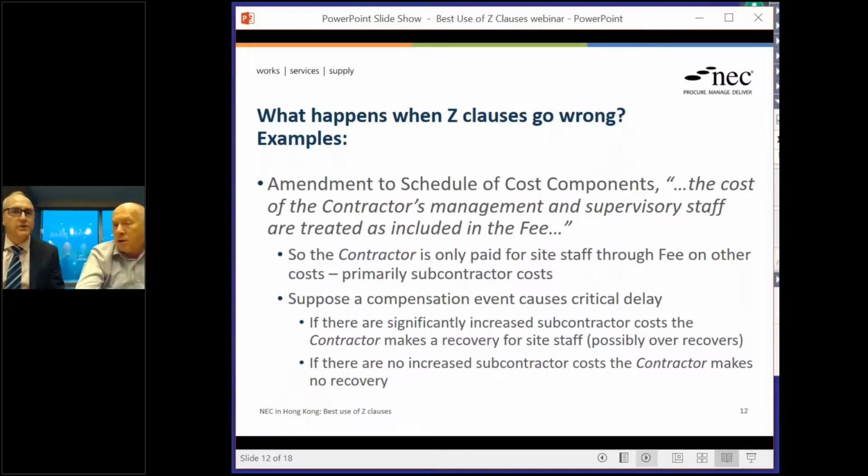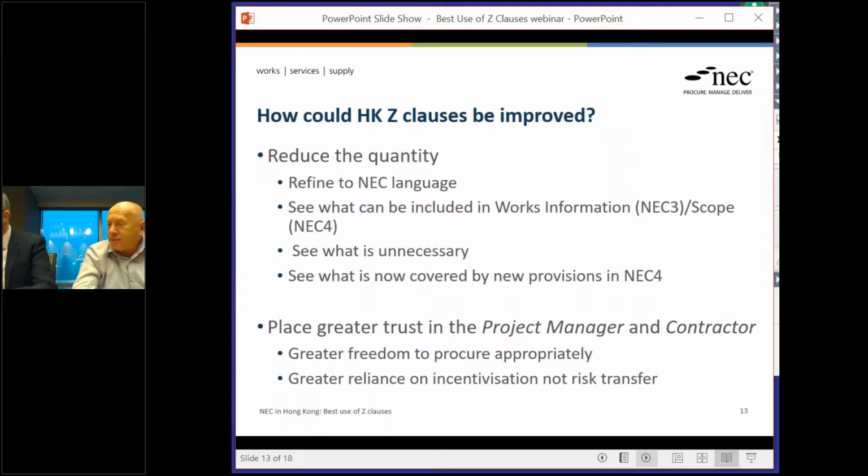Yeah, exactly. Okay, we've just got a few more minutes on this. I think we're just about there. Yeah. In fact, this is the final slide. It's perfect. How could Hong Kong Z clauses be improved?